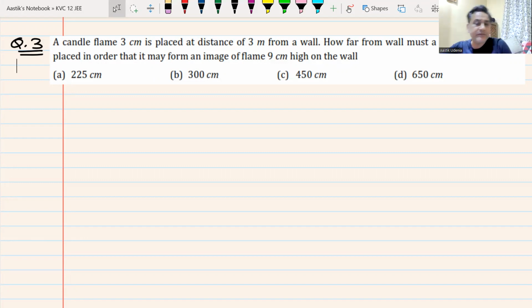A candle flame of 3 centimeter height is placed at a distance of 3 meter from a wall. How far from the wall must a concave mirror be placed so that it may form an image 9 centimeter high on the wall? There are small things you have to understand in this question. If you understand them, your answer will come in a flash.